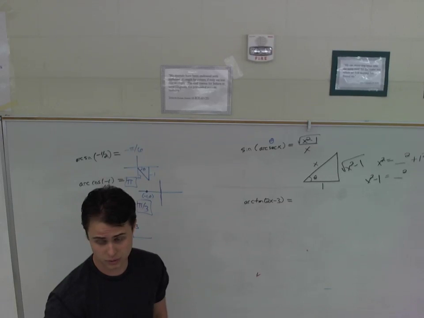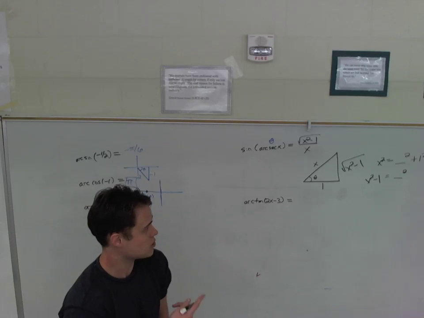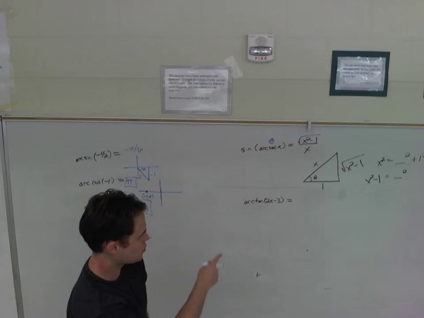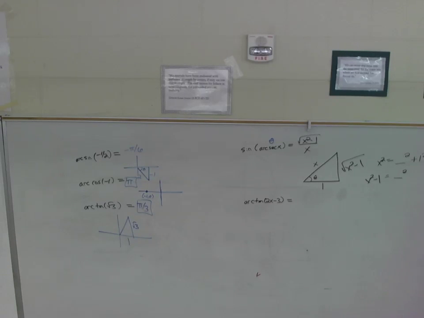What would arc cosine be? It would have been something very similar to that. Would this have been over x? Try this. I'm gonna give you a few minutes. Try that out.